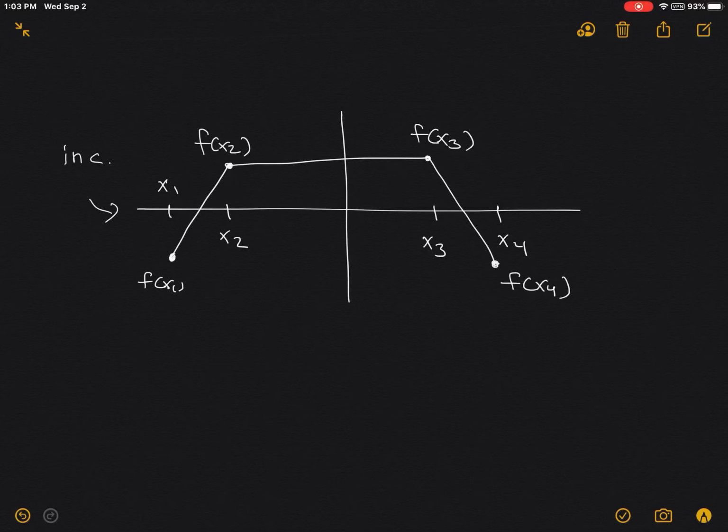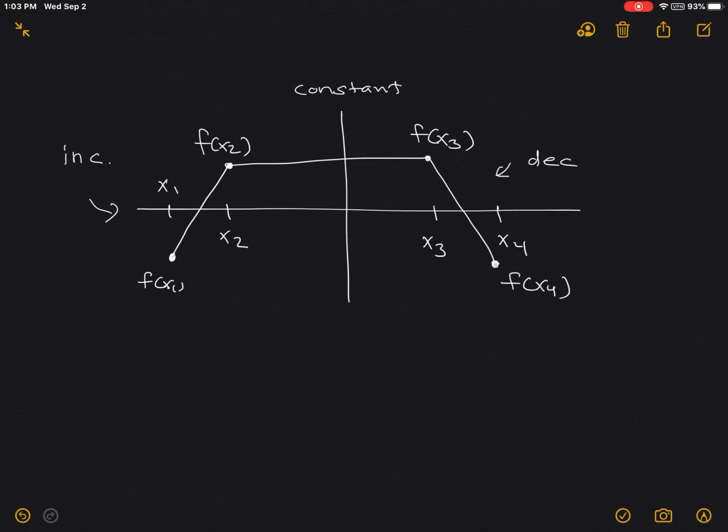It's increasing. If I ask you, where's the function constant? You would say it's right here, in this region. If I say, where is it decreasing? You would say right here. Again, that's why it's important to go from left to right, because if you go from right to left, you could say this is increasing, this is constant, and this part is decreasing. But again, going from left to right.